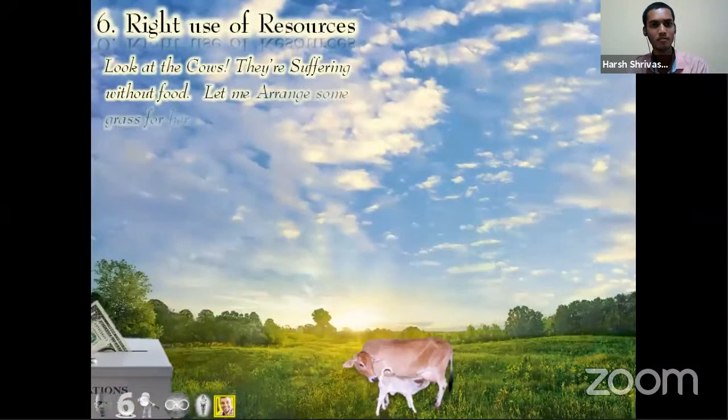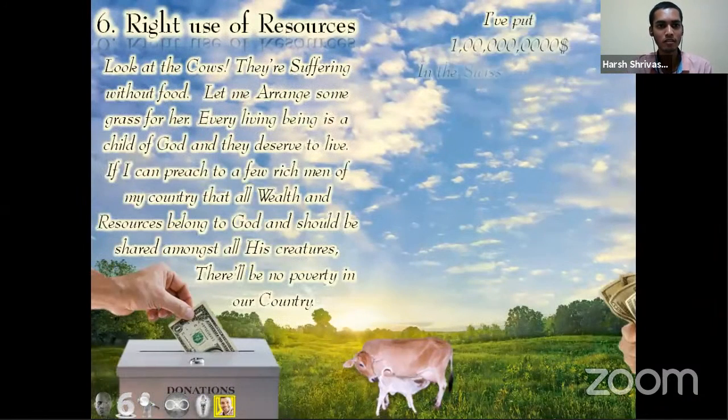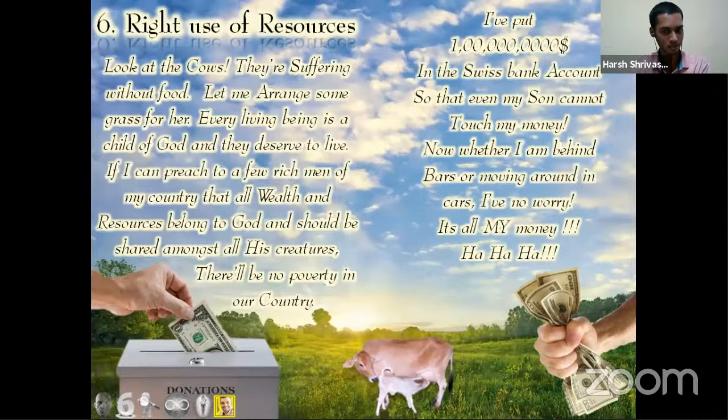General things, but important. Right use of resources you will do. Instead of spending money on foolish things, you will be spending money on things which will be helpful for the nation or helpful for the living entities.